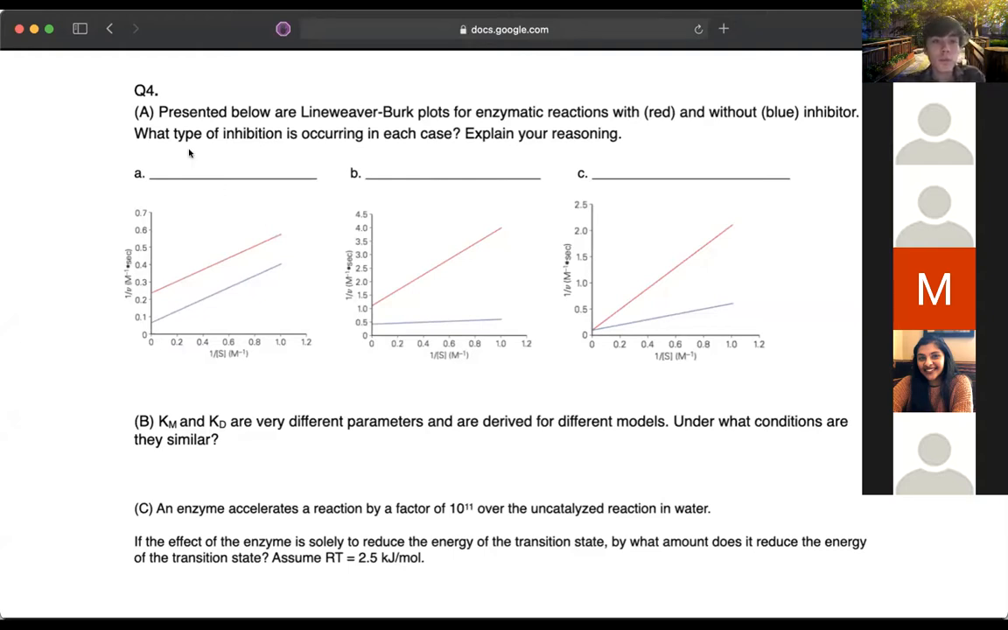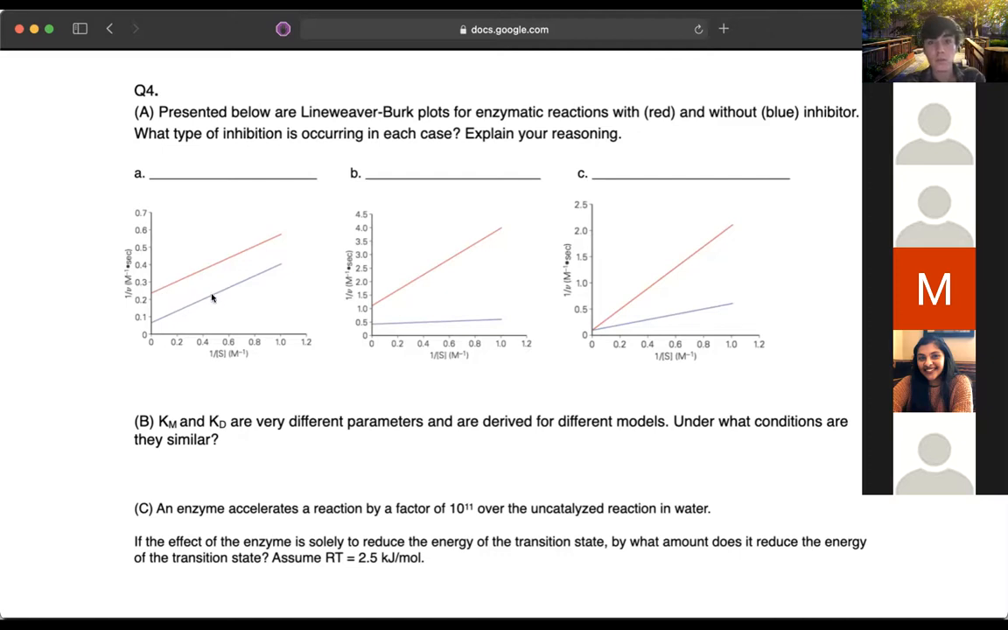So for question 4, it presents a series of Lineweaver-Burk plots, and it asks you to label them according to the names that you guys learned in class. Those names being the substrate dependent non-competitive, competitive, and reversible non-competitive. And the important thing to recognize here is that the x-intercept is going to correspond to the -1 over Km value, and the y-intercept is going to correspond to the -1 over Vmax value.